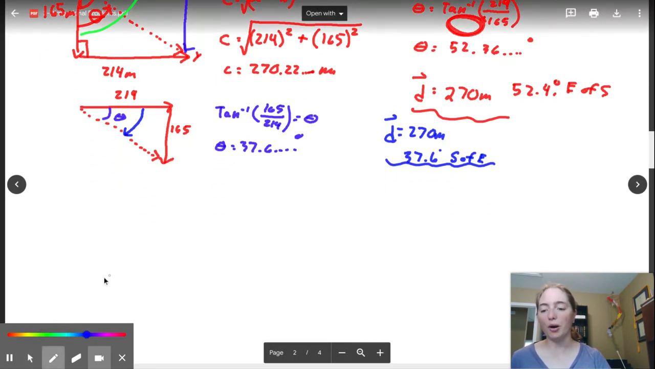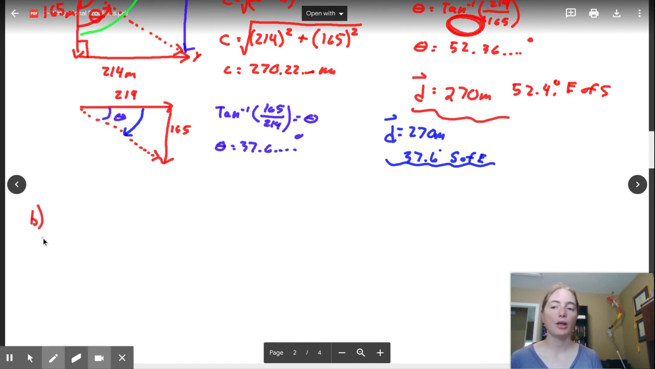For question B, we have to look at average speed. Ladies and gentlemen, is speed a scalar or a vector quantity? Scalar. Because it's scalar, we use distance, not displacement. Do we care about direction? No, we do not care about direction.